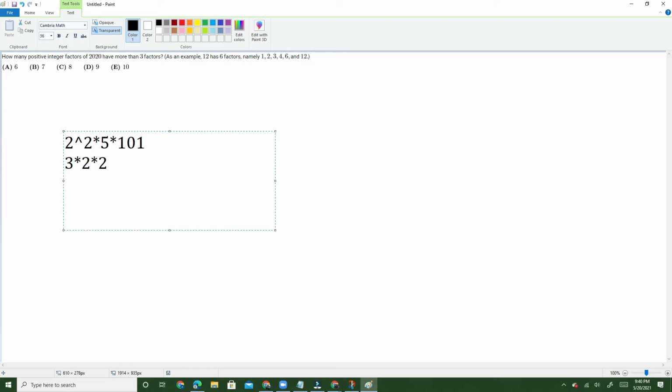Now, the next step is that we have to find the factors that have only 2 factors. But we know what those are going to be. Those are going to be primes. So the factors that have only 2 factors are going to be 2, 5, and 101, which are all factors of 2020 with less than 3 factors. So let's note that down somewhere: 2, 5, and 101.